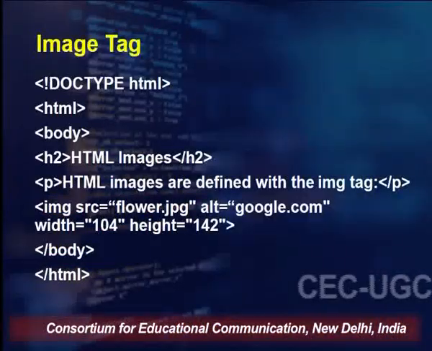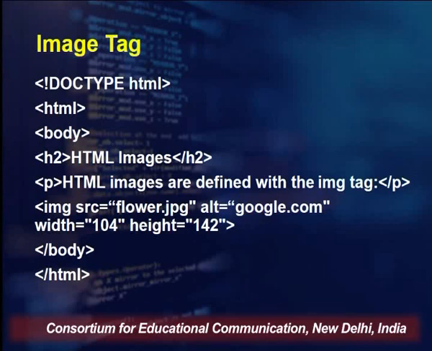On the screen, if you can see the code, there is doctype HTML, then HTML and body begin, and then there are two normal texts, one in H2 and another in a paragraph. The next tag is img. Please notice that img is not a paired tag. We don't have any /img for closing it. It is just an open, non-paired tag.